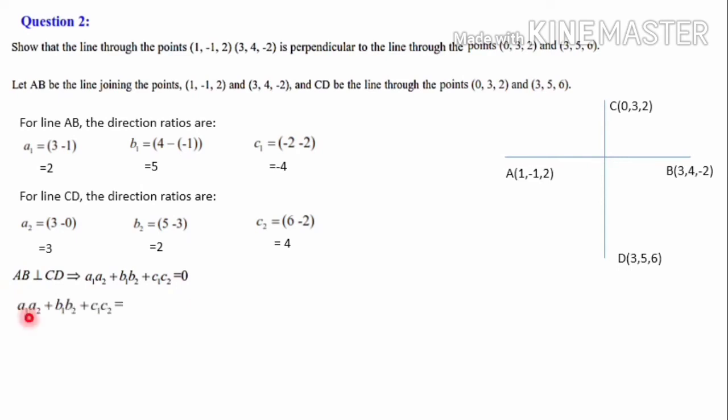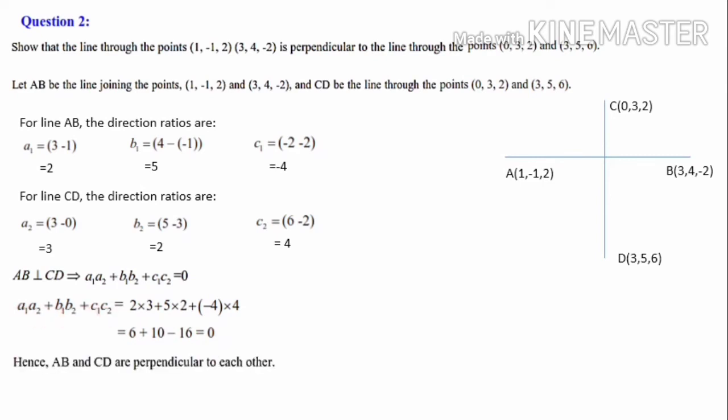Let's check it. A1 A2 plus B1 B2 plus C1 C2. If you write one below the other, it will be easy to multiply. So 2 into 3, 5 into 2, minus 4 into 4. That is 6 plus 10 minus 16, which is 16 minus 16, equal to 0. So we have got A1 A2 plus B1 B2 plus C1 C2 equal to 0. Therefore, AB and CD are perpendicular to each other.